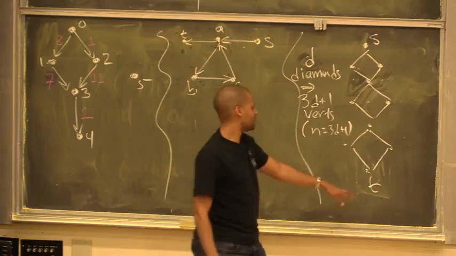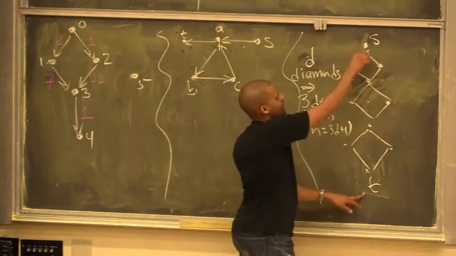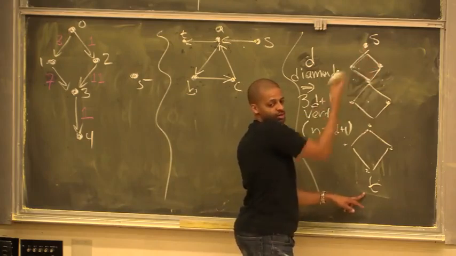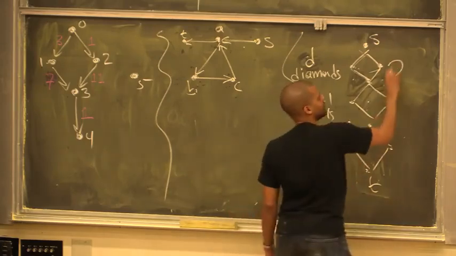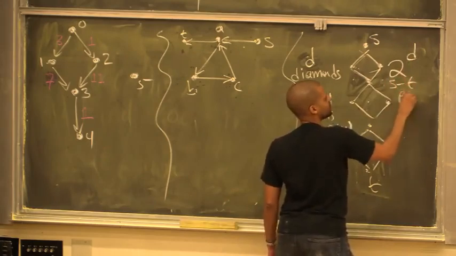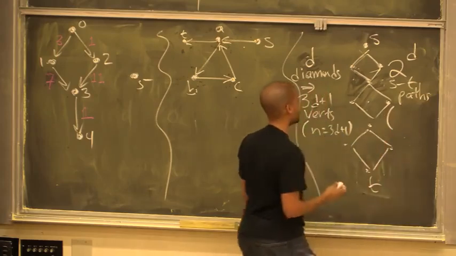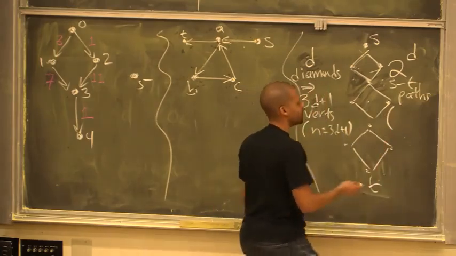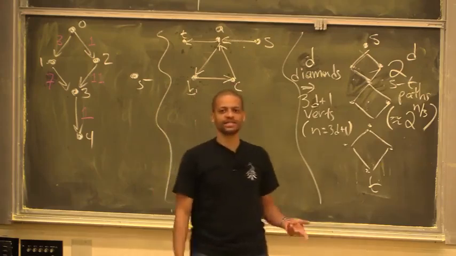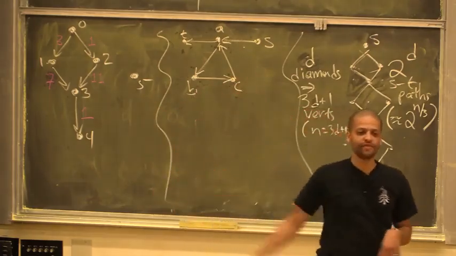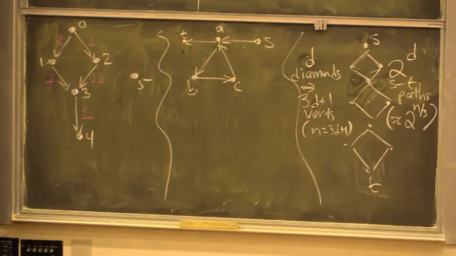Okay. How many ways are there to get to t? For each diamond, you can choose to either go down the left edge of the diamond or the right edge. So there are 2 possibilities per diamond. So there are 2 to the d possibilities, right? So there are 2 to the d s-t paths. And 2 to the d is approximately 2 to the n over 3. So if you don't memoize and you just run this recursion on that graph, your running time would be something like 2 to the n over 3. So it's exponential time. And you could actually make it worse than that if you make it a denser graph.